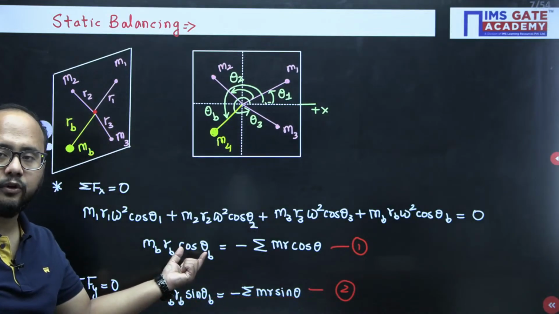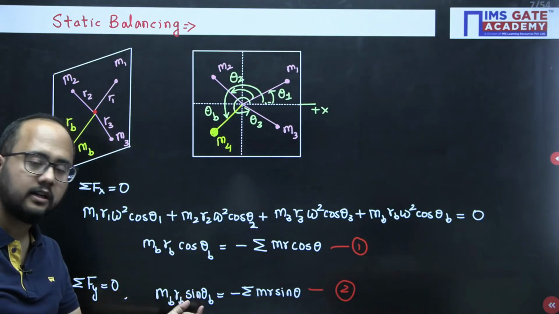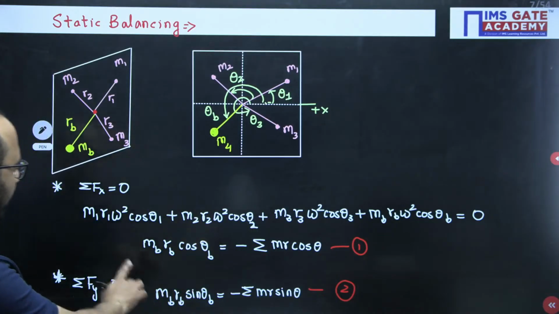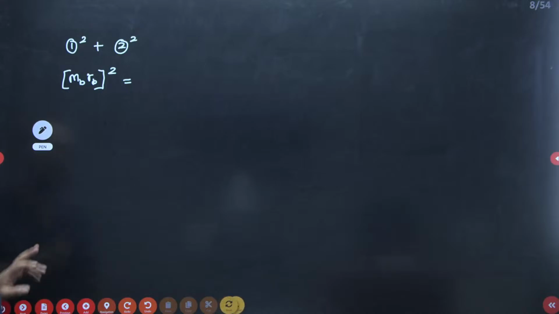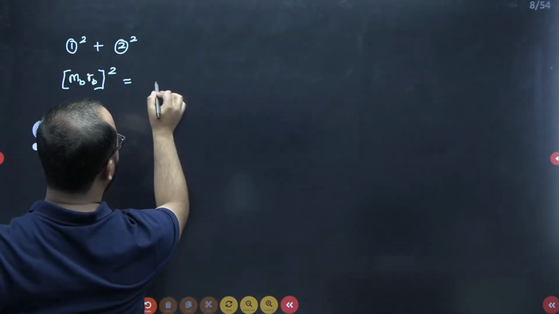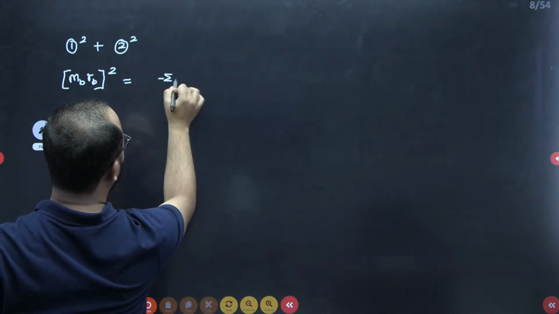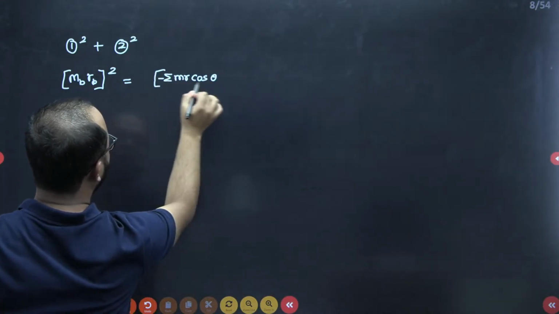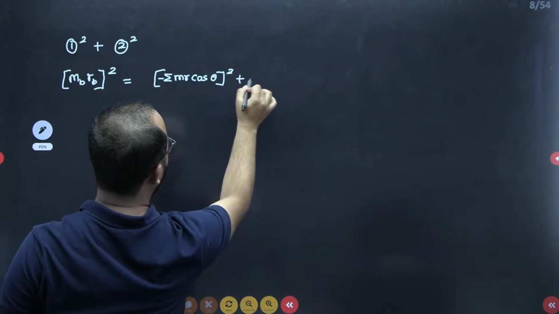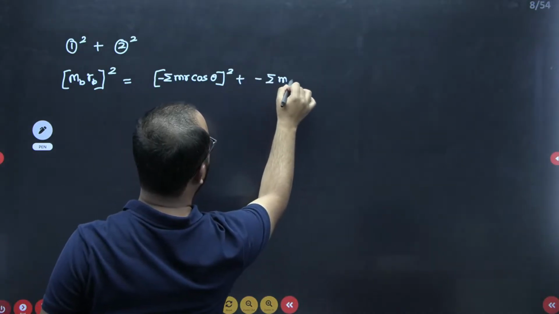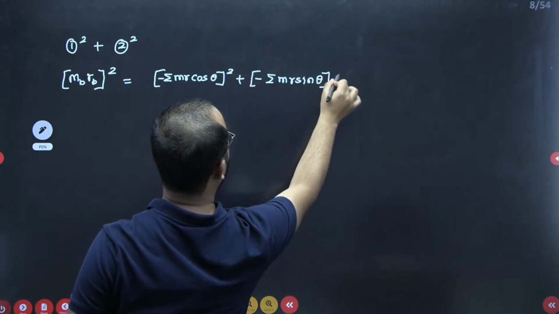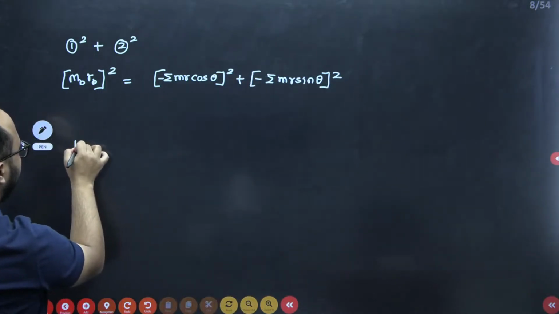here if you do the squaring, there is cos square theta B and sin square theta B. So sin square theta B plus cos square theta B will become 1. So MB RB whole square will be there. That's what I am writing here. And the remaining two terms will be like this: summation mr cos theta whole square plus summation mr sin theta whole square. From here you will get the answer directly.